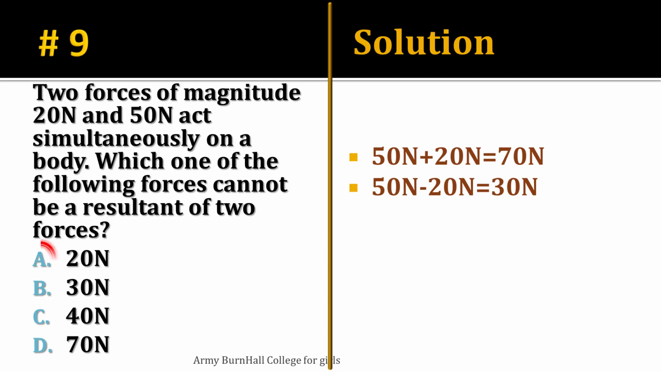So this option A 20 Newton is basically the option which could not be the resultant of two forces, because it is not lying within the interval 30 Newton and 70 Newton, the sum and difference of the given forces. The resultant could lie between the sum and difference of the two given forces. You should keep this in mind.